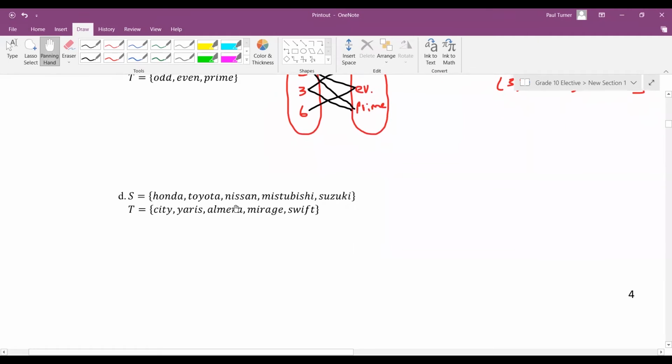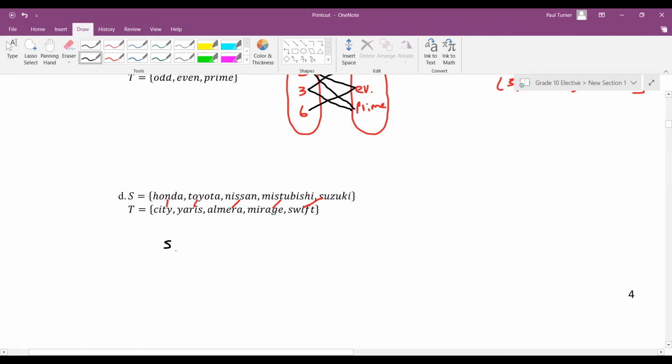So now we have cars. So let's see how these match up. So Honda, well, Honda City, because City is a kind of Honda. Yaris, Toyota Yaris, Nissan Almera, Mitsubishi Mirage, and Suzuki Swift. So these all go in order. So you're not going to see a Toyota City, because they don't make that model. So each T is specific for each S.